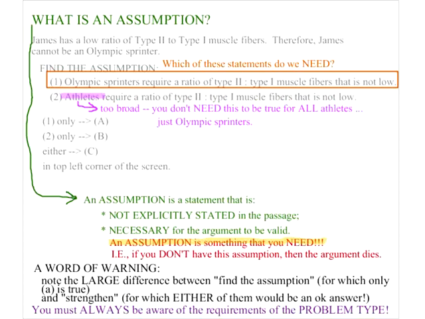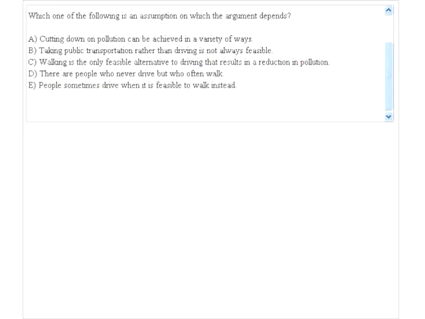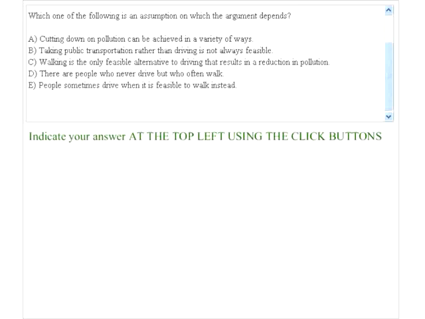So here's the first one. Give me a smiley face. Can everybody see the question? Okay, you guys can see the question. That's good. All right. Remember, please indicate your answer at the top left using the click button. Do not use the text box. Okay, I'm going to put a timer on the screen. It's a pretty short problem, so I'm going to give you about a minute and a half. Give it a shot.